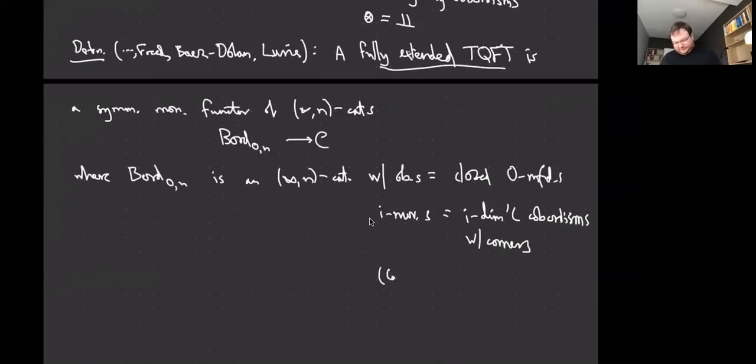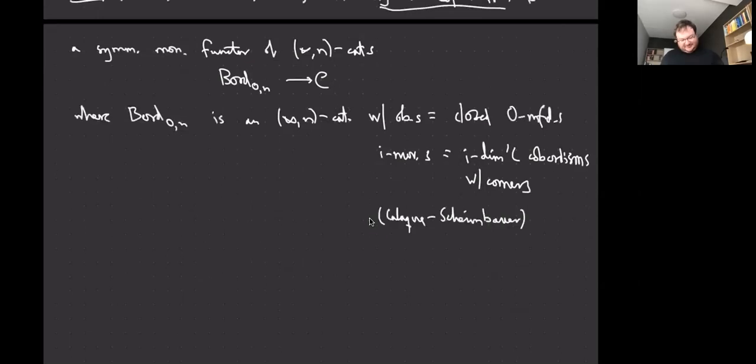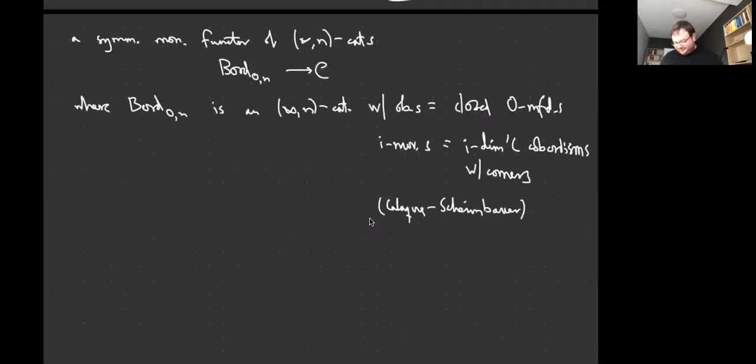Right, I should mention that Calaque and Scheimbauer wrote out all the details of how you define this infinity-n category. Well, and again, the symmetric monoidal structure is disjoint union. This is probably another very helpful introduction to TQFTs if you haven't seen this before. So sorry about that.